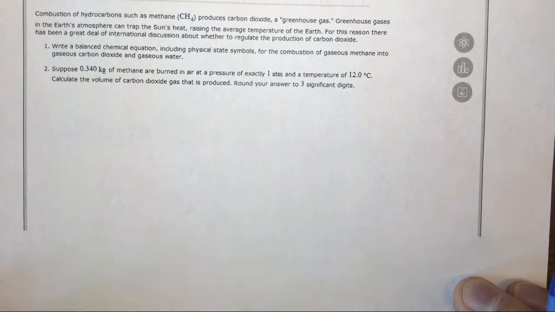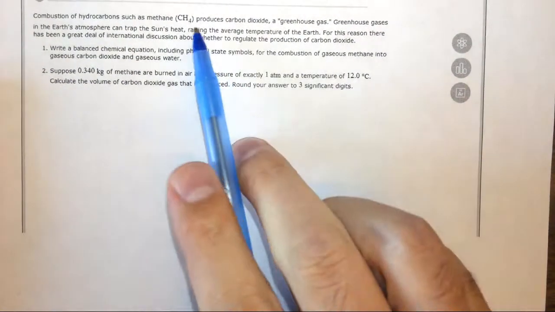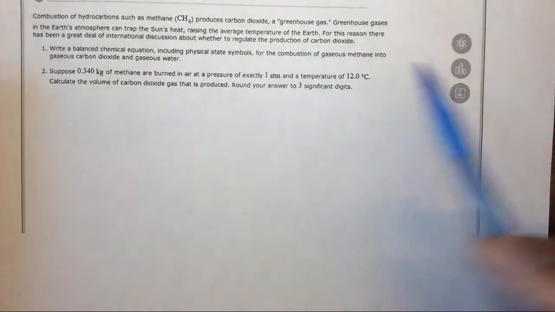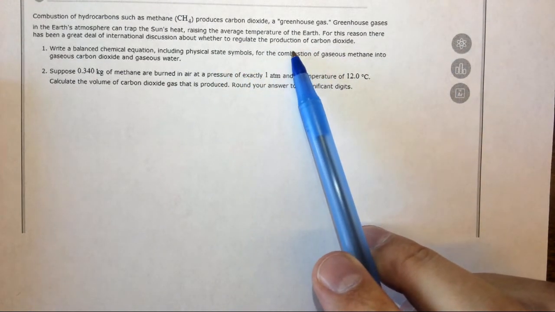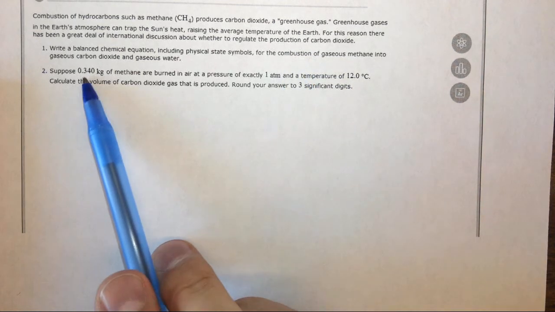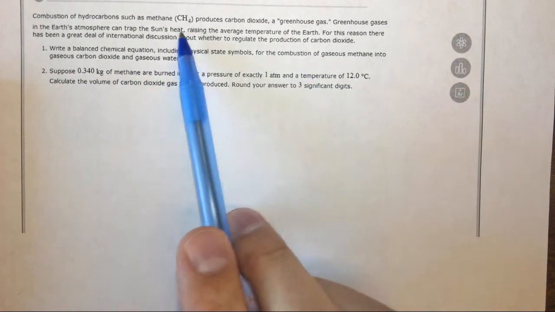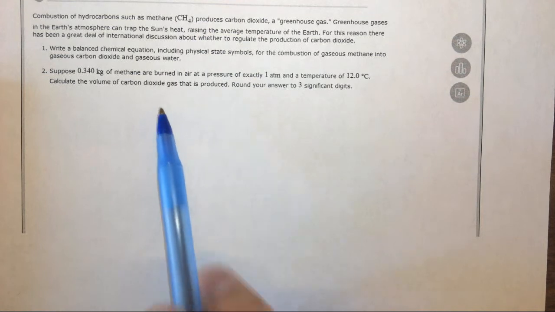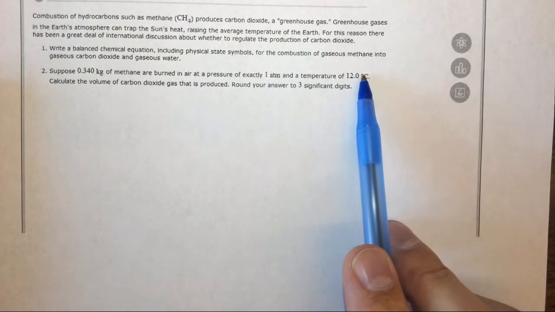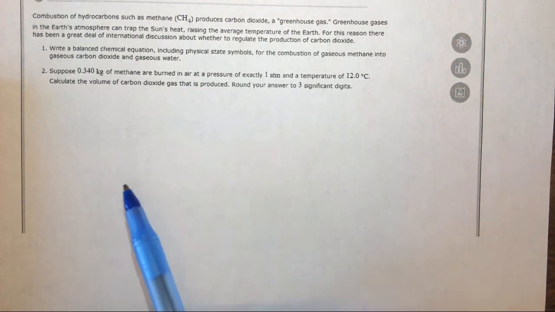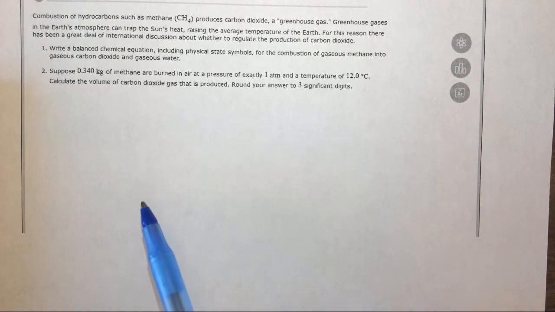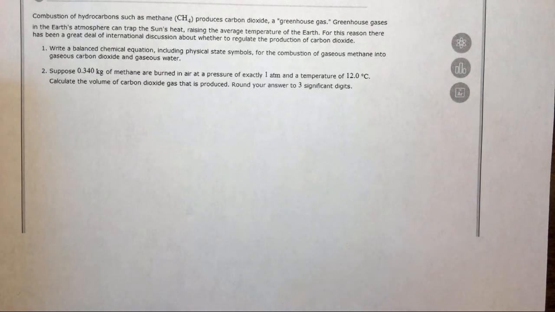This question talks about the combustion of methane, CH4, which produces carbon dioxide, the greenhouse gas, which can cause the Earth's temperature to rise. And it gives us an amount of methane that we will burn, CH4, and a pressure and a temperature, and it asks us for the volume of carbon dioxide that is produced. So essentially what we're doing is we're combining two ideas, stoichiometry and the ideal gas law.